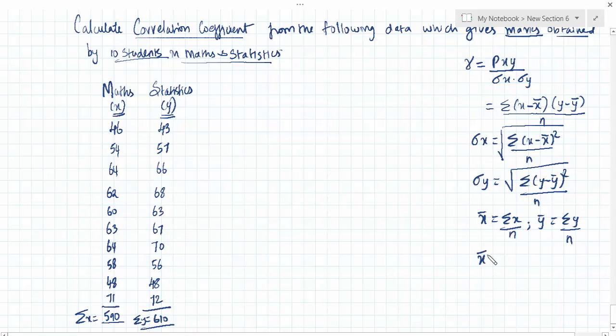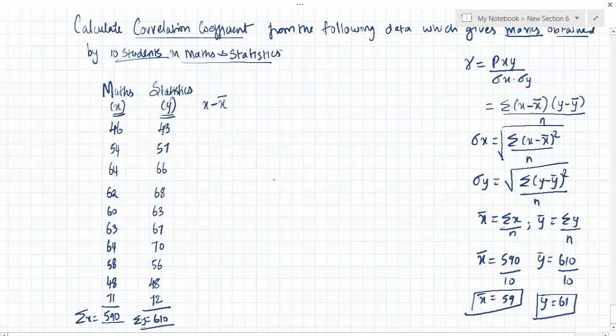So x bar is going to be summation of x, which is 590 divided by 10, and it is 59. That is x bar. And we have y bar is equal to 610 divided by 10, so y bar is equal to 61. What is our next step? We have to find what is x minus x bar.